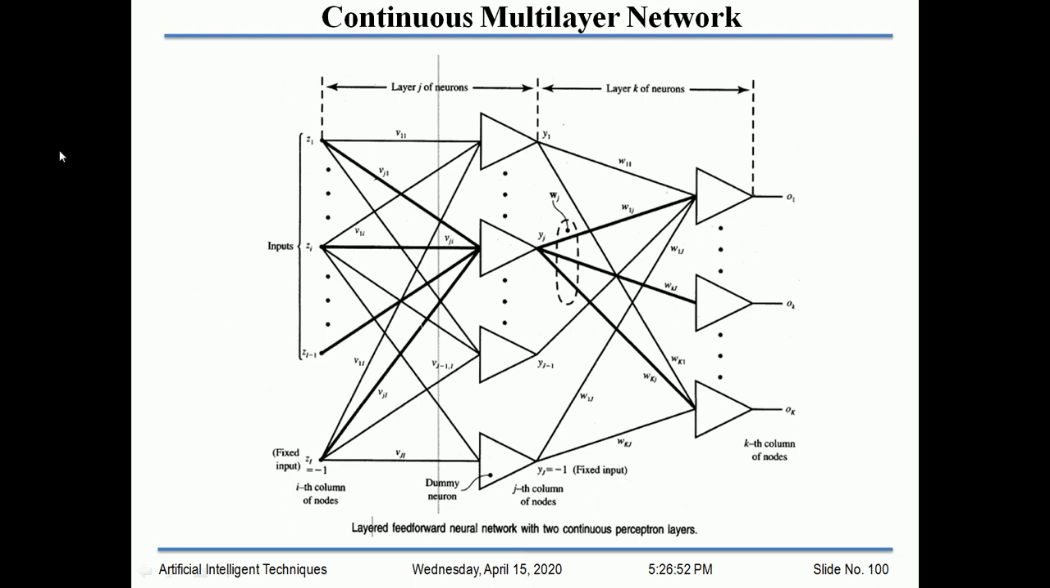Here you can see this is a multi-layer neural network, the inputs are represented by Z1, Z2, Z3, Z4 and so on up to Zi. Z1, Z2, Z3, Z4 and so on up to Z small i, and Z capital I minus 1, and the Ith element, that is the last element, is -1. See here, this is a fixed input. You have augmented the given input vector by -1. So this is a fixed input, that is -1.